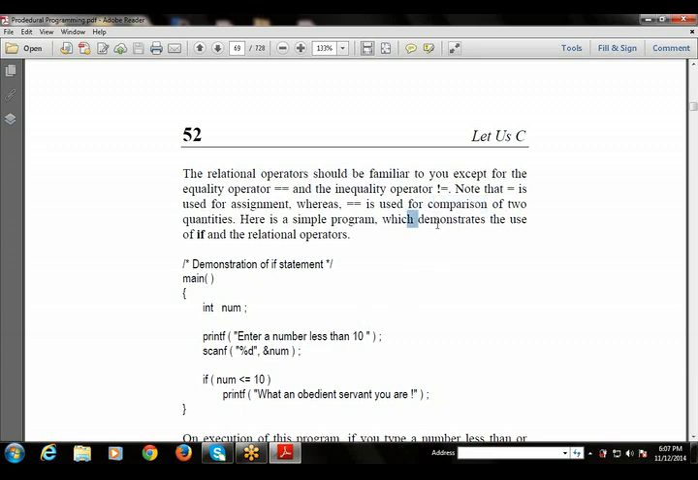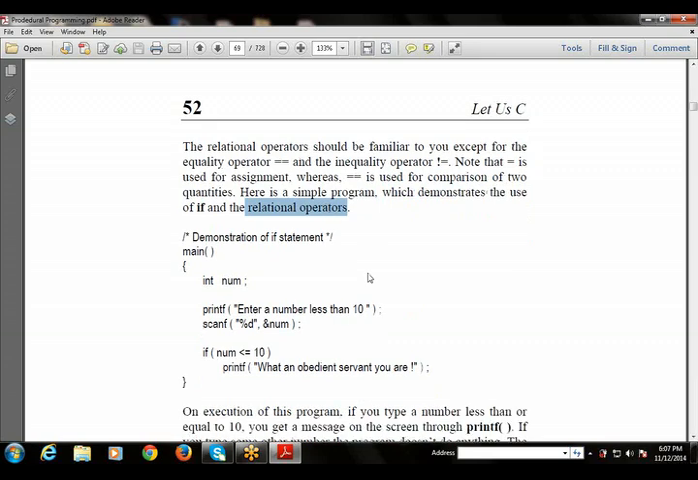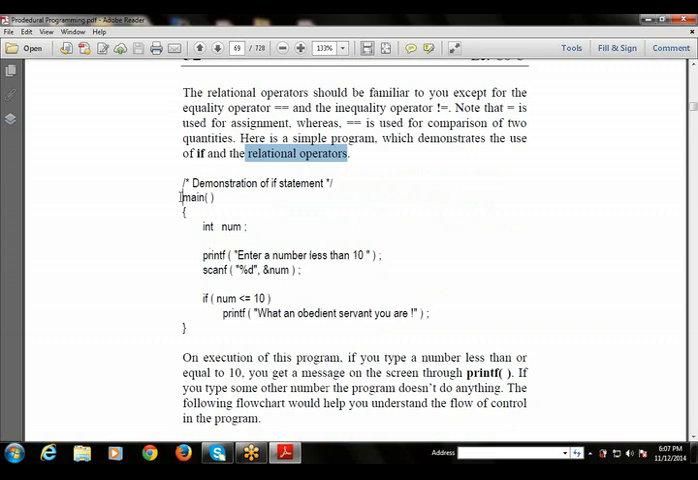Here is a simple example which demonstrates the use of if and the relational operators. First of all, the main function is used. Then curly braces start, then one variable is declared, that is the num variable, int num, of integer type. Then use the statement printf, enter a number less than 10, that is any number that must be less than 10.